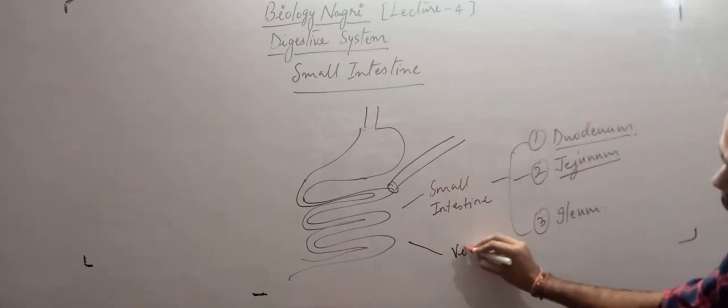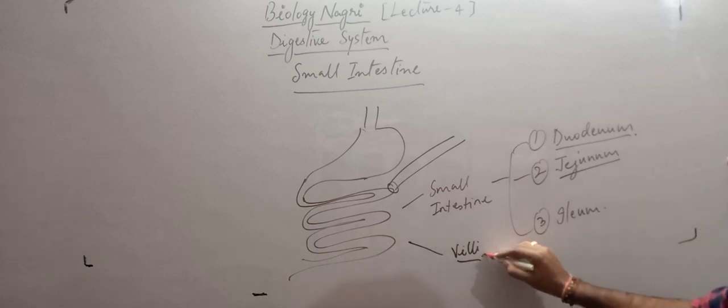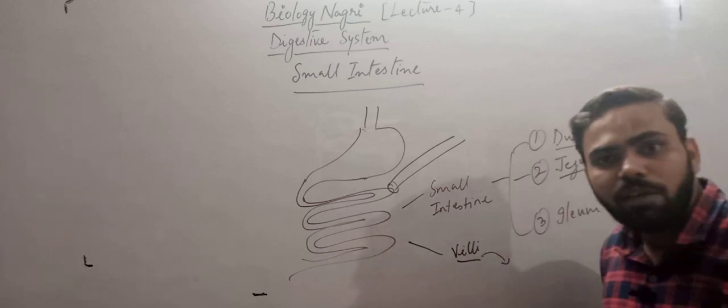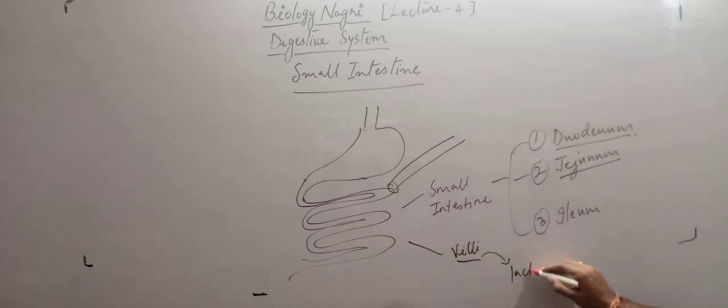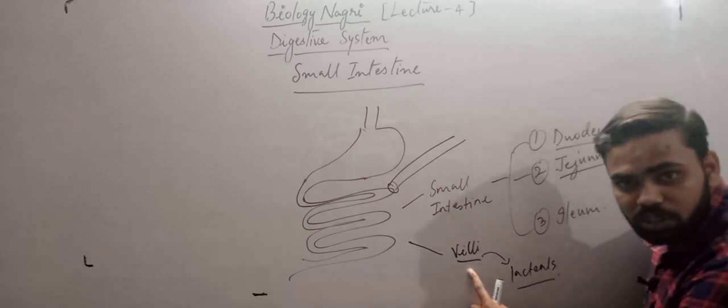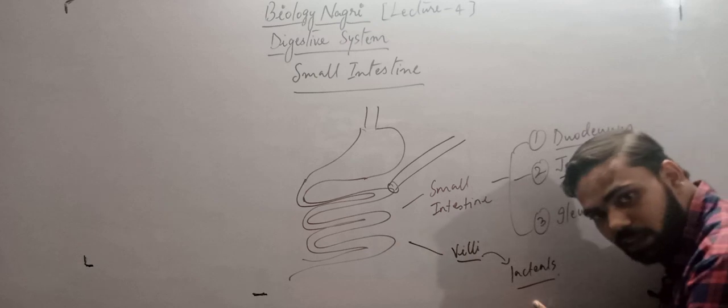So in the small intestine, there are very small hair-like structures called villi. These villi absorb the nutrients from the digested food and get stored into lacteals. Yes, lacteals. Villi will absorb the nutrients from the digested food particles and store them into lacteals.